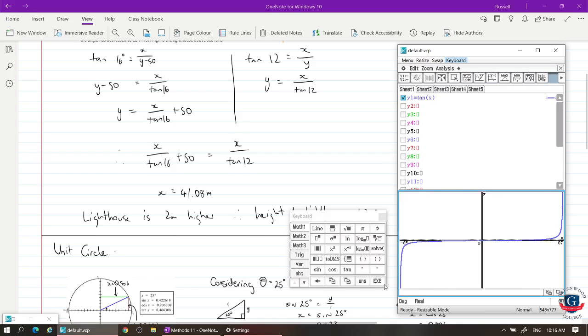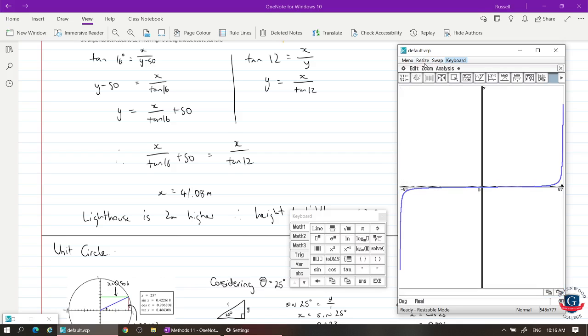Okay, so here's a tan curve. Goes something like that. Now we can see here from negative 90 to 90. At 0, tan is 0. At negative 90, it goes off to negative infinity.